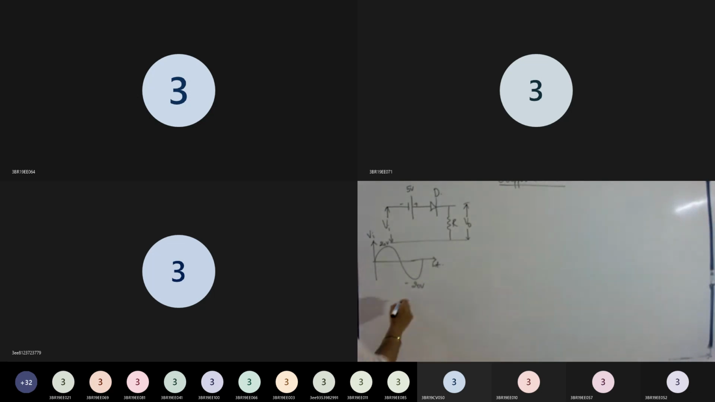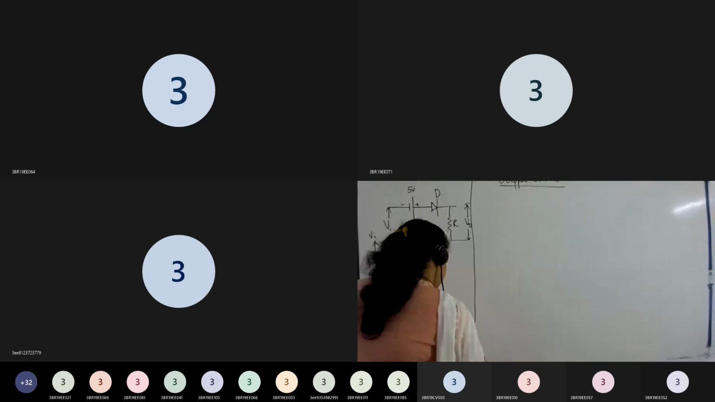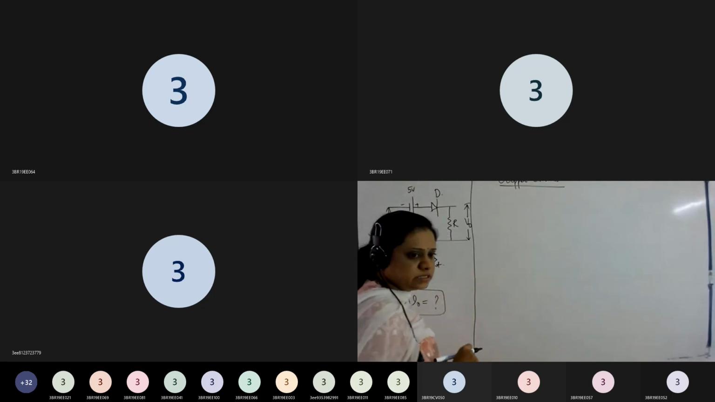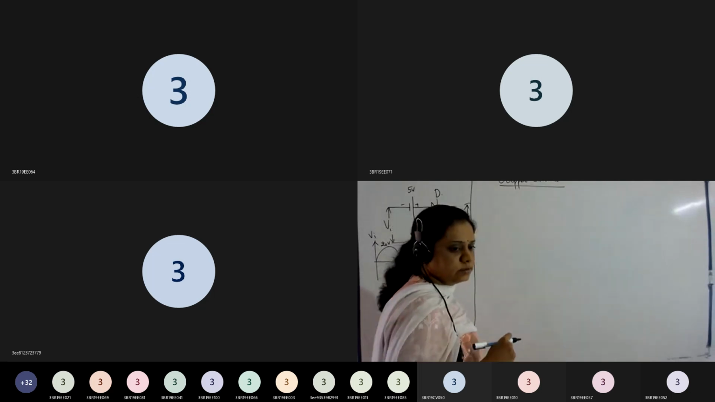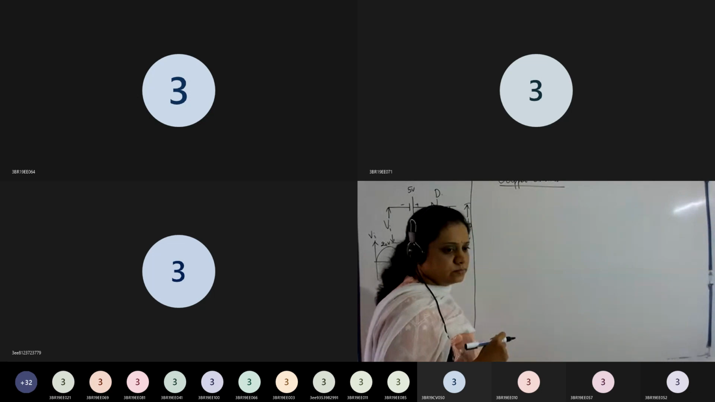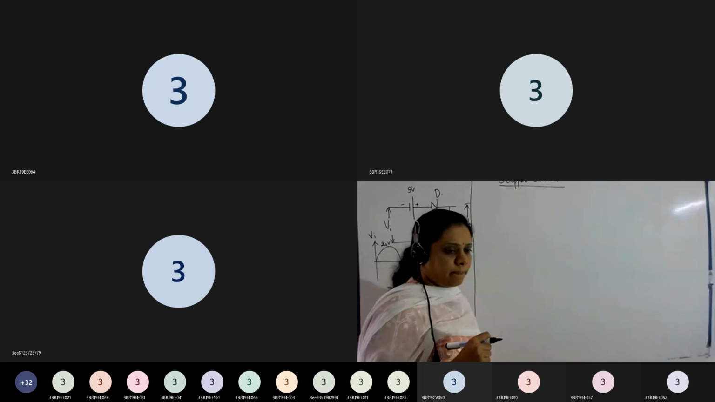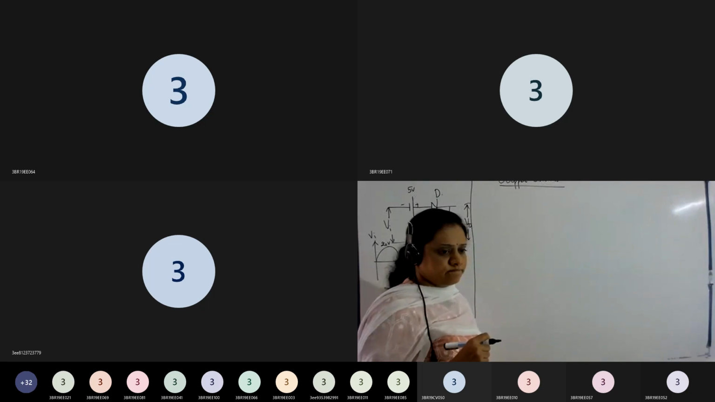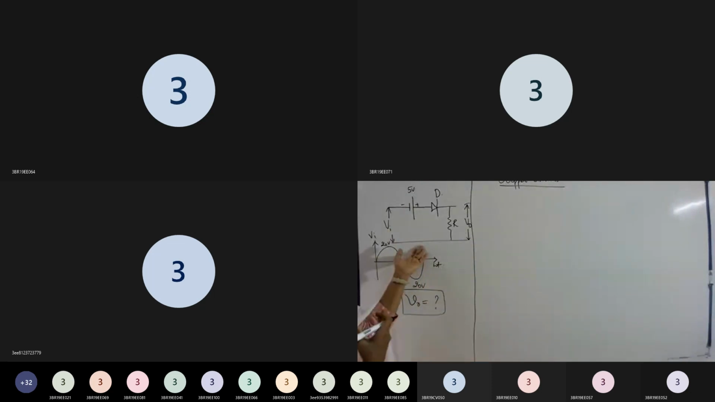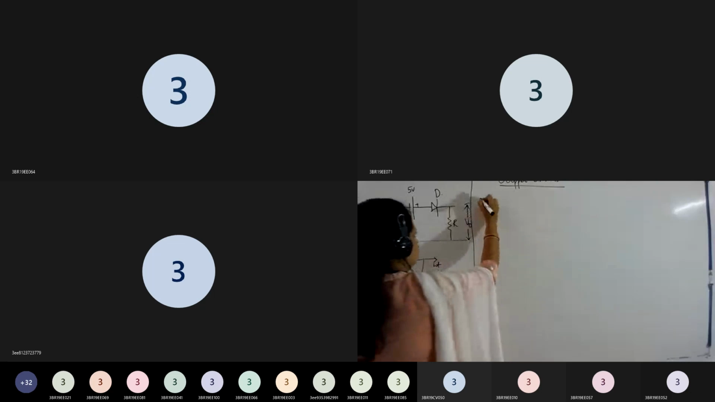So what you have to do? You have to draw the output waveform for V naught. In yesterday's class we discussed the procedure to solve this type of problem. Do you have any doubt in the previous problem? No, ma'am. We'll go for the next problem then.